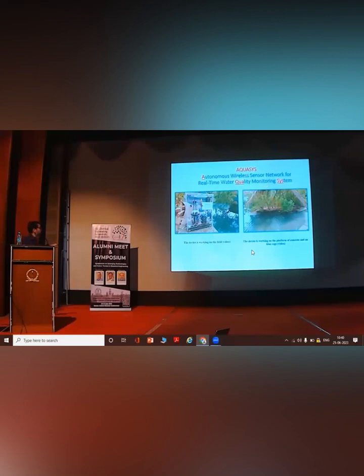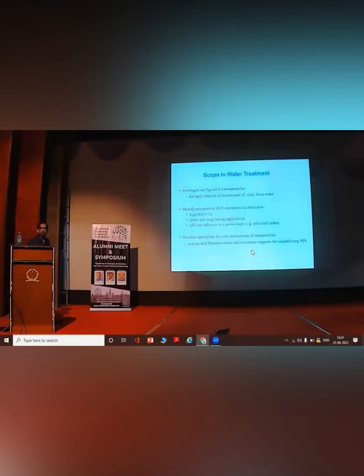But that's what we call Aquasis, autonomous wireless sensor network. So the idea is not only chemical parameters, but physical parameters also. So we have gone ahead with pH, temperature, oxygen reduction potential, dissolved oxygen, etc. That's in the pipeline. So a water monitoring station which can be used for monitoring water quality, just like air quality is of concern in Delhi, Mumbai, and other big cities.